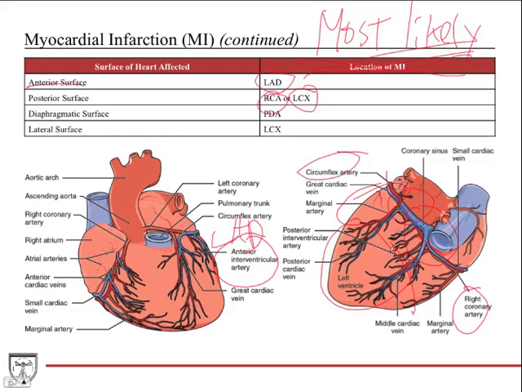Diaphragmatic surface is going to be that posterior descending artery right here. So coming down here, this is going to be your diaphragmatic surface, the part that actually rests on the diaphragm, that dome-shaped muscle. Then you have the lateral surface, which is going to be this circumflex artery, which makes sense because it's wrapping around the lateral aspect of the heart. If you remember, the heart in the chest is more situated to the left side. So this is the part that's more situated to the left. That makes sense that it's the lateral surface. This would be more so the medial surface.